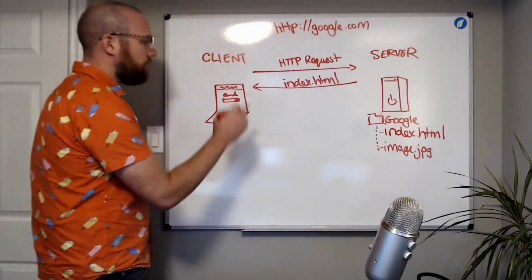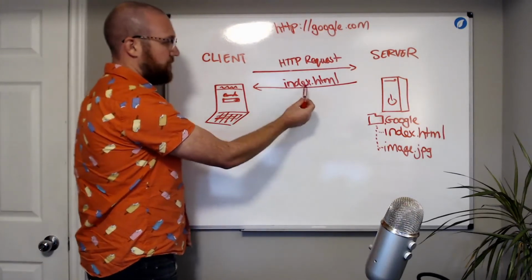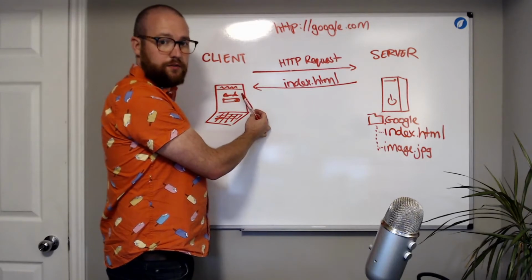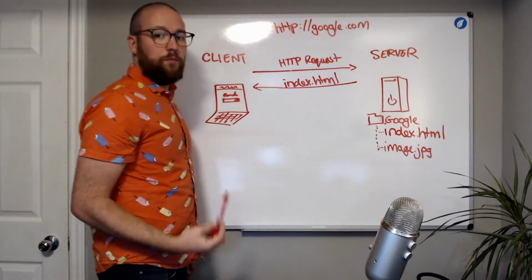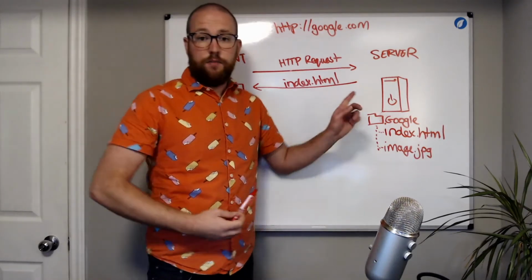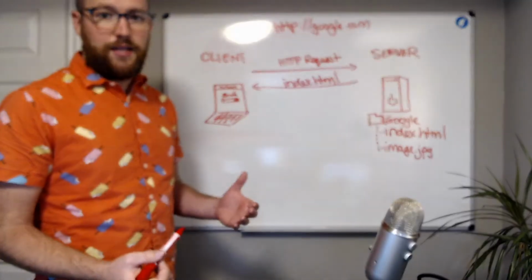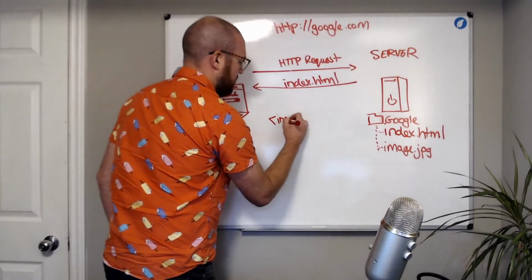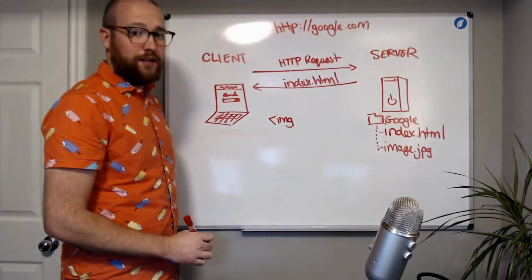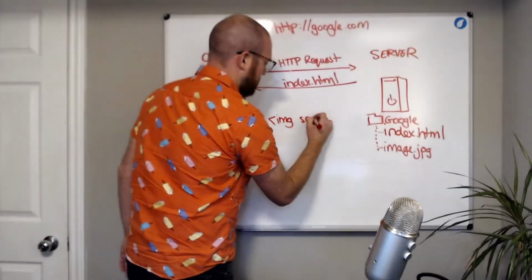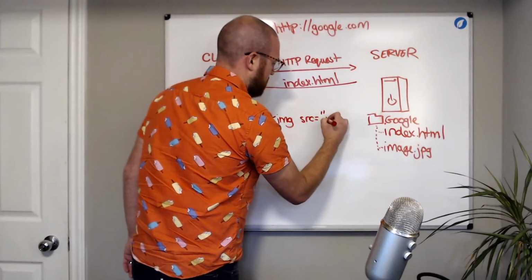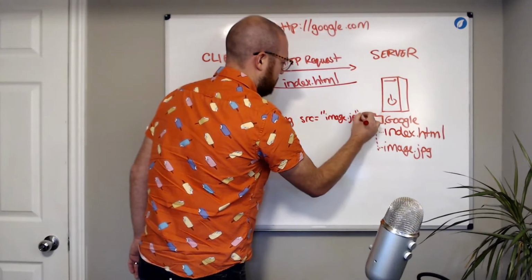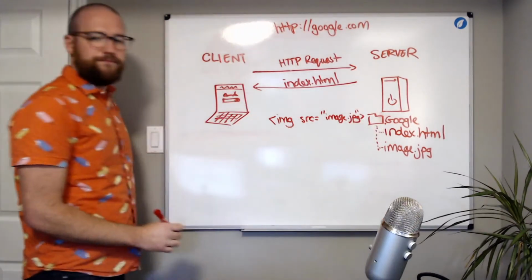But, for example, this index.html file has this Google image, right? It has a Google logo on it. Well, that didn't come with the file. I only got index.html. So it's going to start looking at that index.html file, and it's going to come to an image HTML element with a source that's equal to image.jpg. Right? And we're going to talk about images.